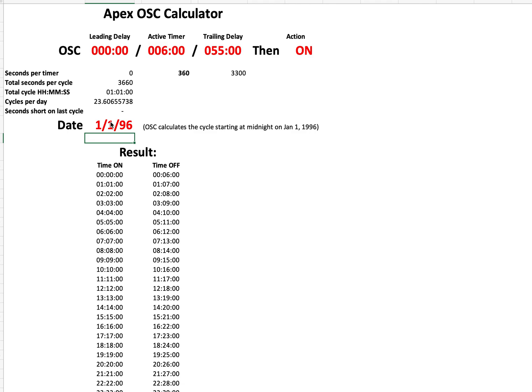This calculator will also make it much easier to see how combining OSC with the ifTime command to override the normal cycle of OSC at certain times of the day, in particular when OSC is not running on the exact same times each day due to an uneven daily cycle.